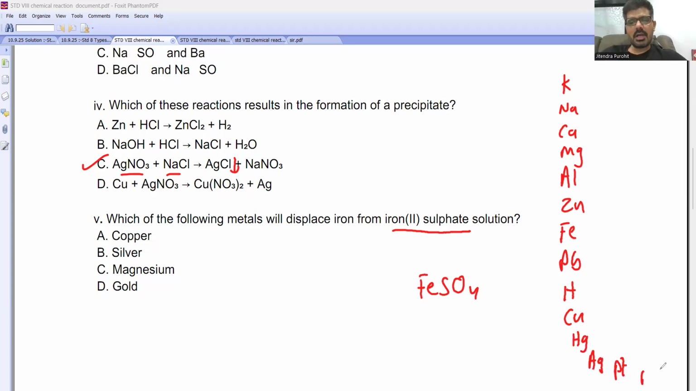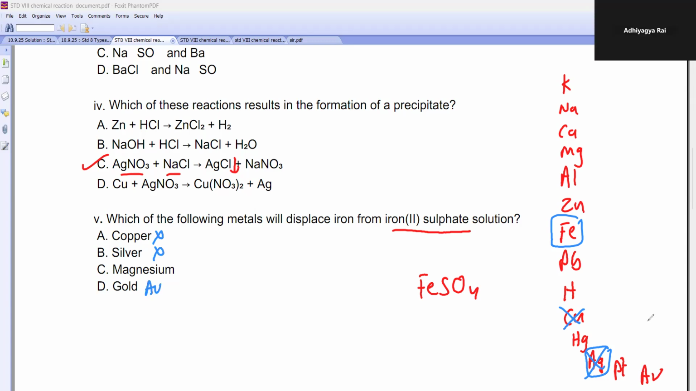So look, I cannot have copper because copper is below. Look, my Fe was here, so copper cannot do it. So copper is gone. Silver, see, silver also went below. Gold is Au, so Au is gone. So who is remaining? Beta, only magnesium. Magnesium is my answer.